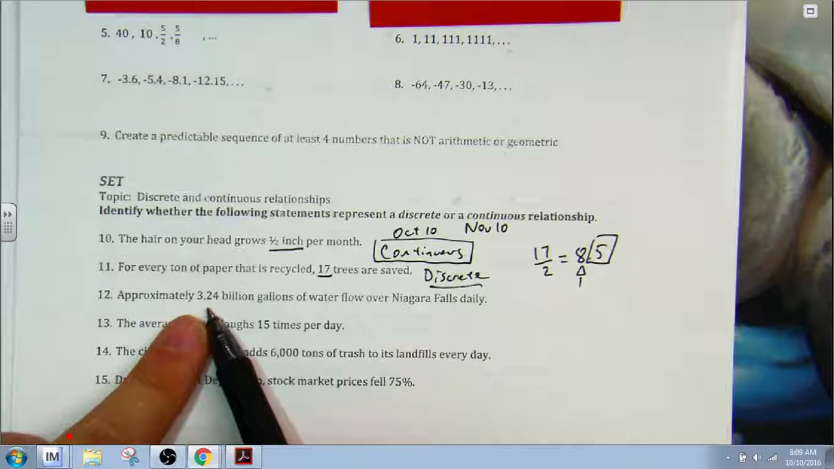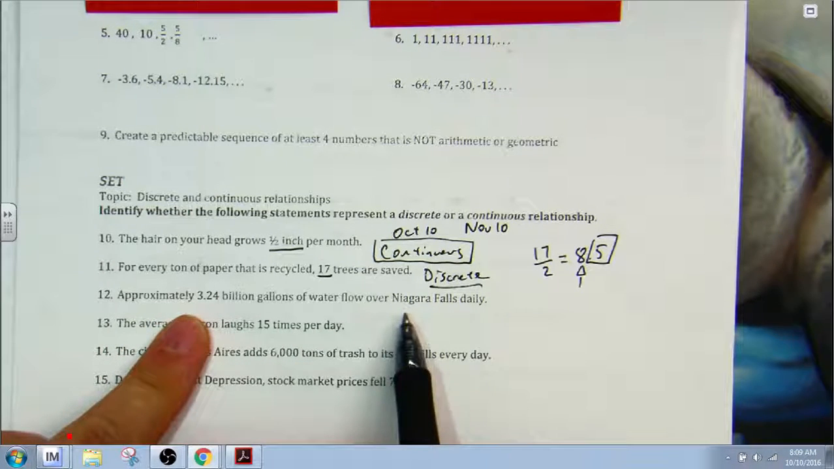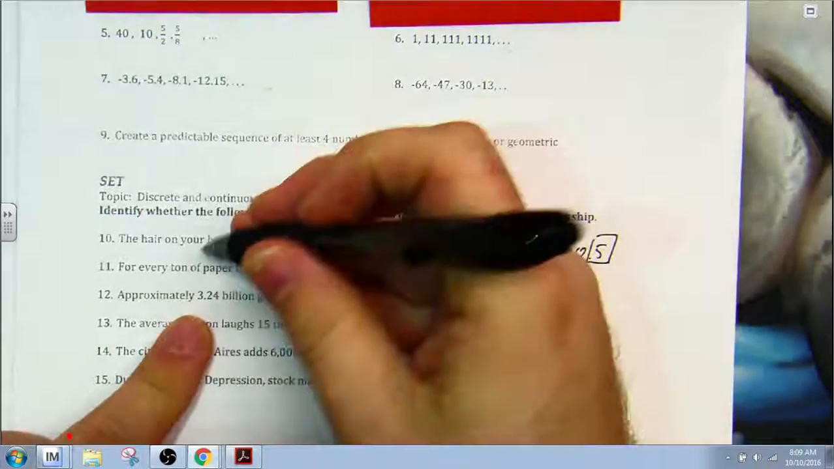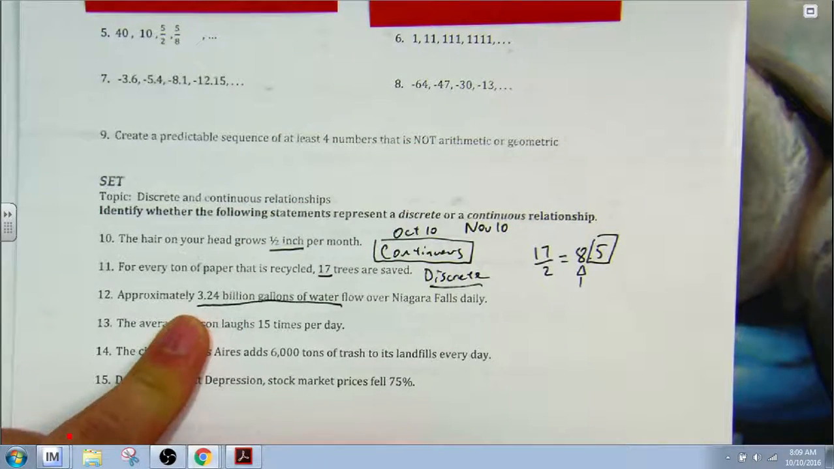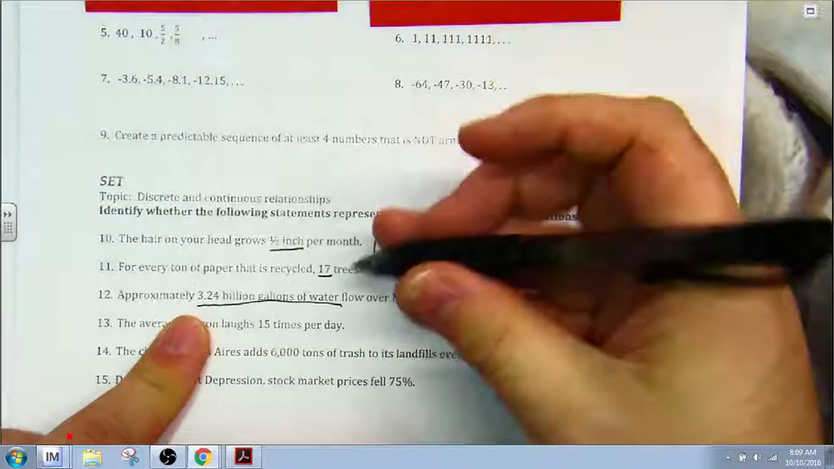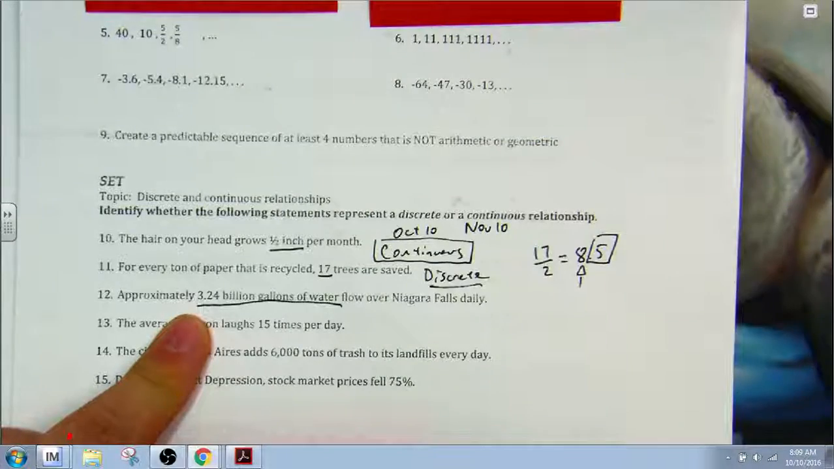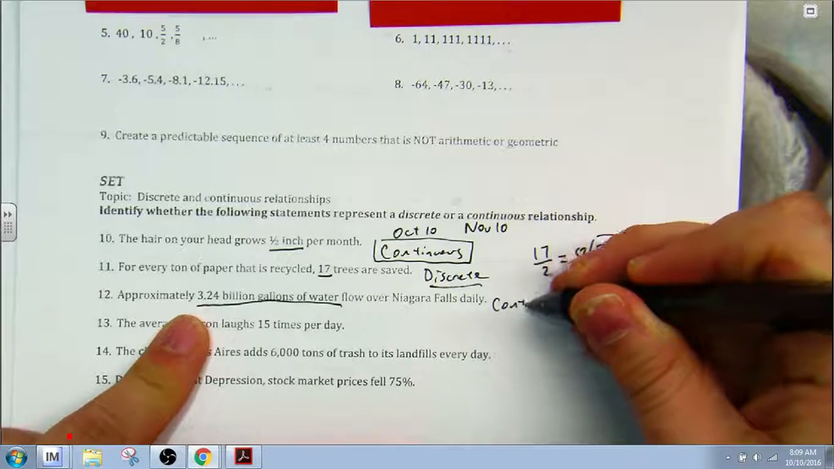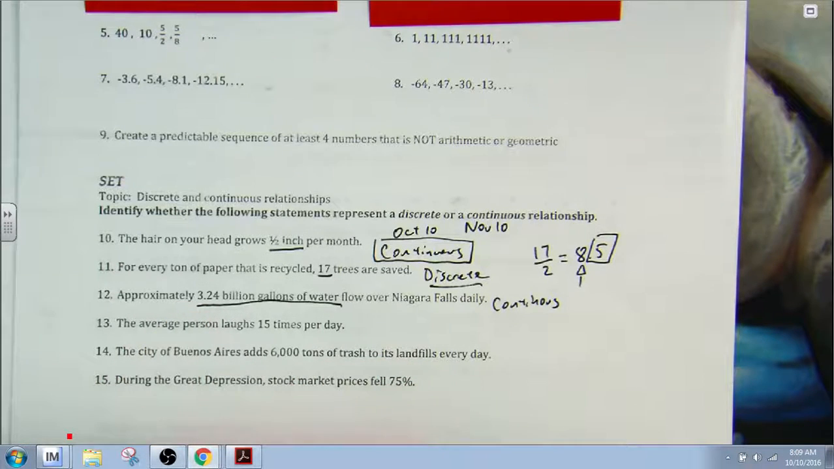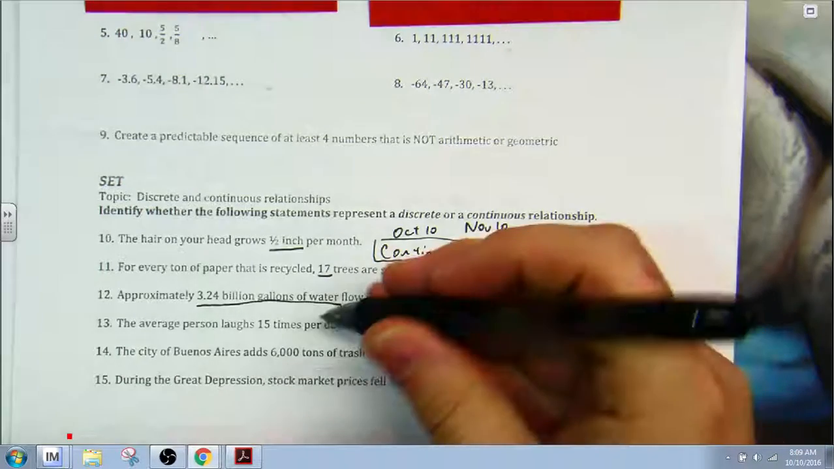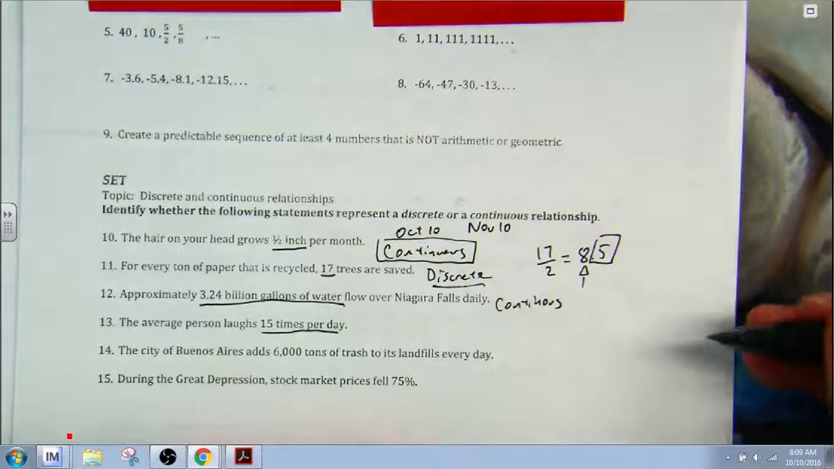Approximately 3.24 billion gallons of water flow over Niagara Falls daily. Again, when we're thinking about that degree of numbers, 3.24 billion, this is going to be continuous. It's not like at midnight 3.24 billion gallons are dumped. It's not a little bit at a time, it's a lot of bit at a time, but it's happening continuously.